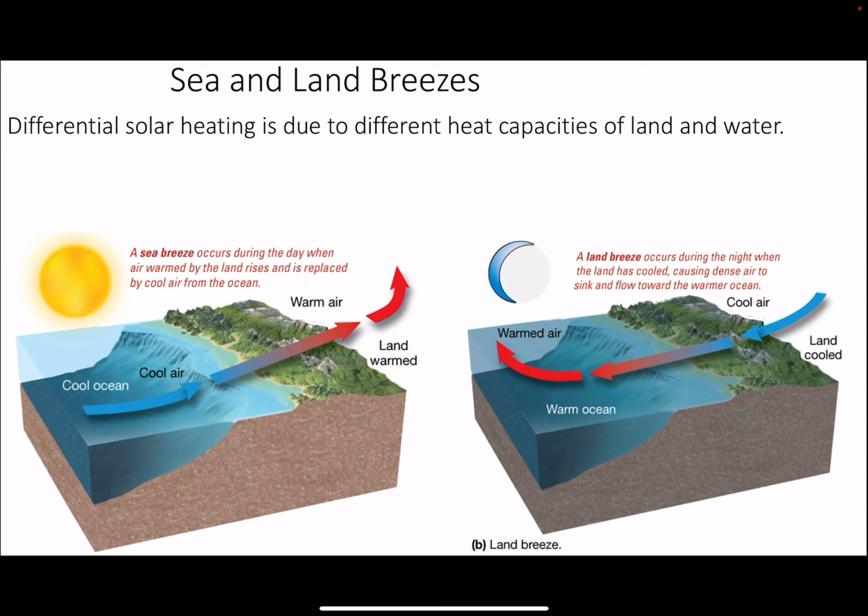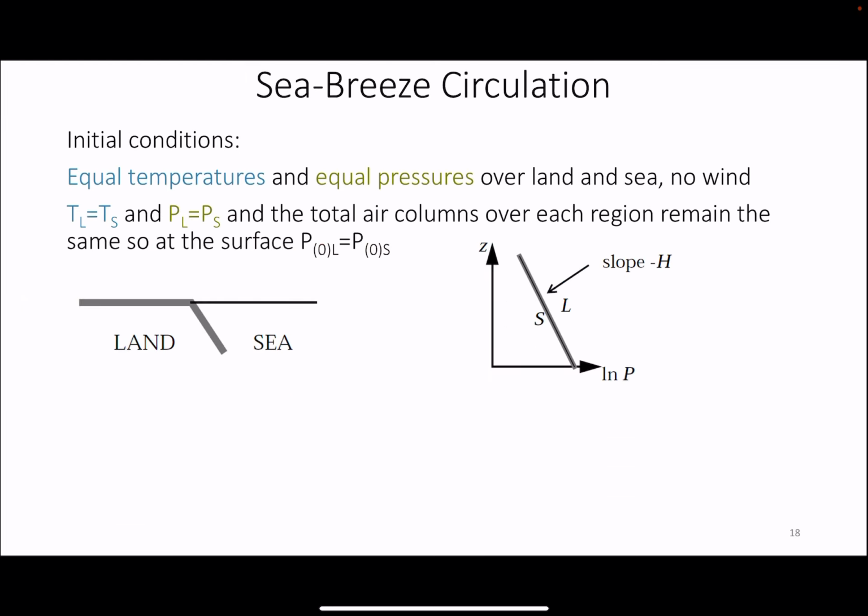Well, why is that? So in general, you can describe it qualitatively and say that warm air over the land rises during the day and it's replaced by cool air from the ocean. And then at night, that process reverses where the land cools off and dense air sinks and it flows towards the warmer ocean. But we can also describe this phenomenon using what we just learned about scale height and pressures in the barometric law.